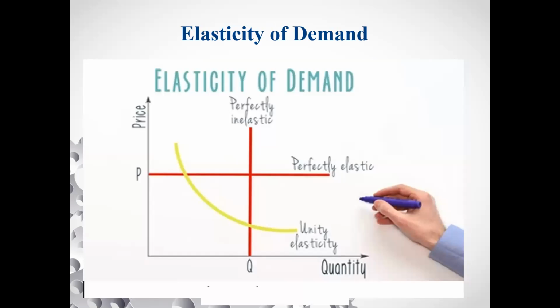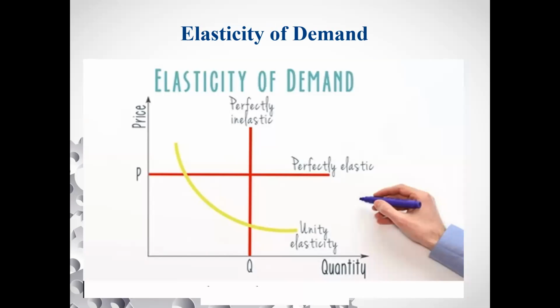The next factor is elasticity of demand. Elasticity of demand is nothing but the responsiveness of the quantity demanded to a change in price. We all know that, in simple terms, people will purchase more if the price is less.